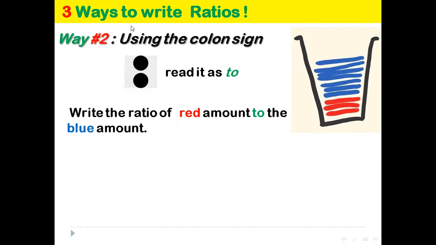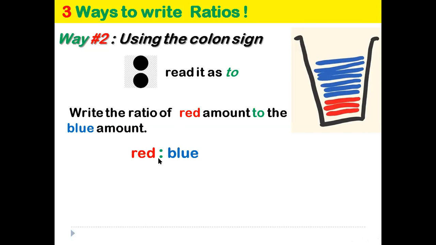Another way to write the ratio is the colon, the 2 dots over each other instead of the word "to". But the colon, we read it "to". Okay, so we need to write now the ratio of red to blue. Red to blue. So see, I didn't write "to" here. I just put the colon, but we read the colon as "to".